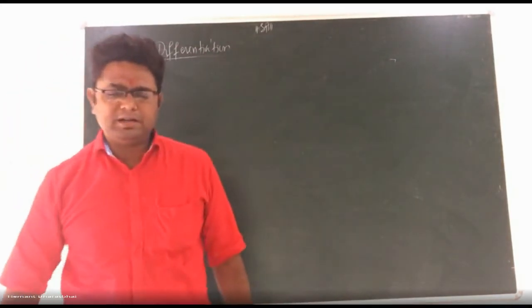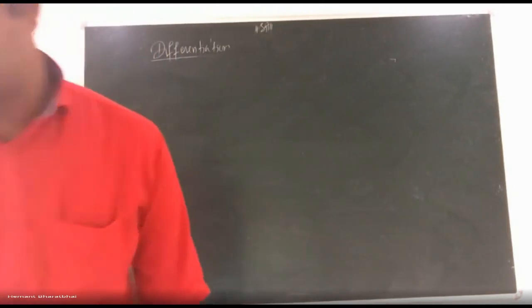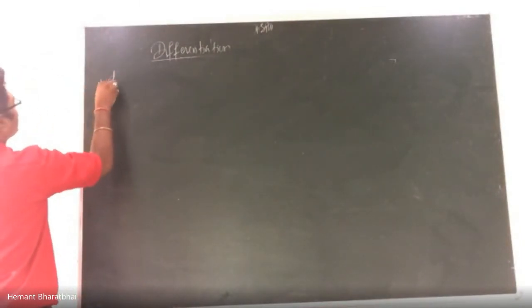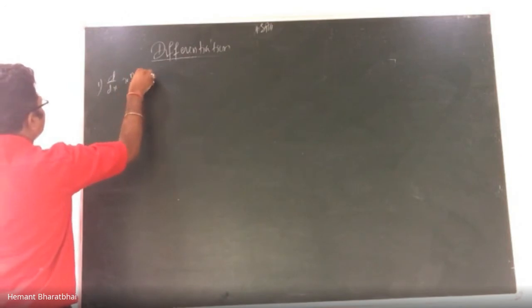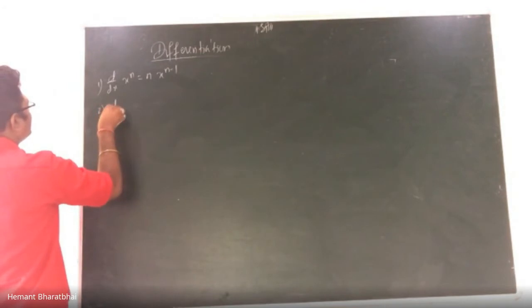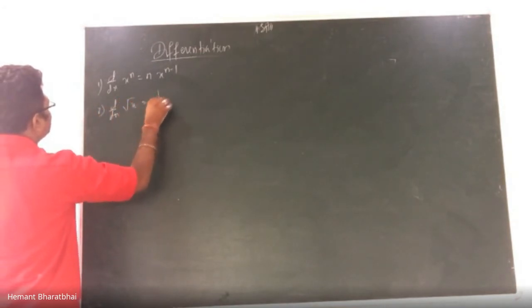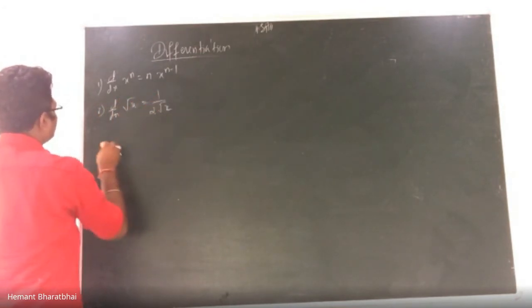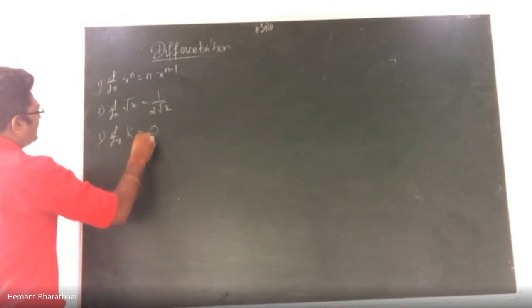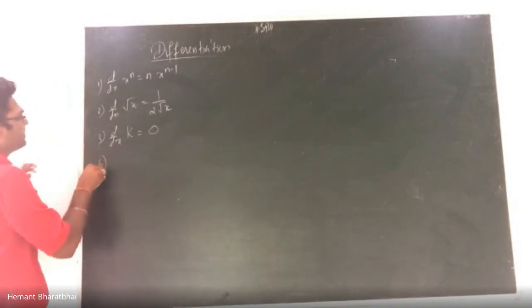So now I am going to write the formulae. Please note it down and take the screenshot, and then we'll start with the numericals. First is, the derivative of x raised to n is n into x raised to n minus 1. Derivative of root x is 1 upon 2 root x. Derivative of a constant is 0.